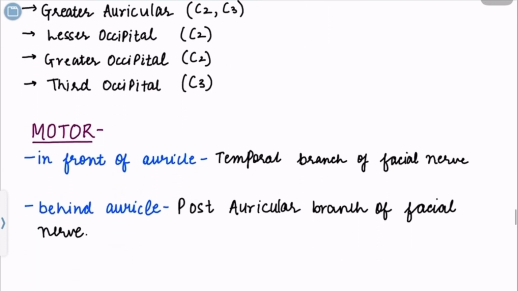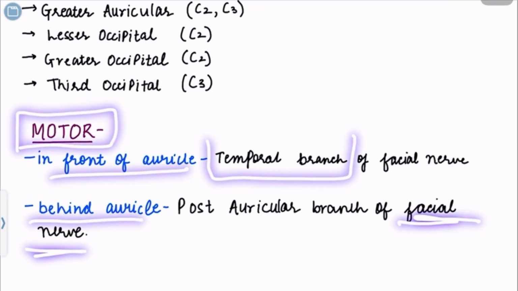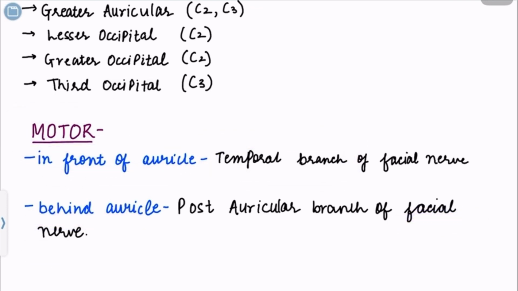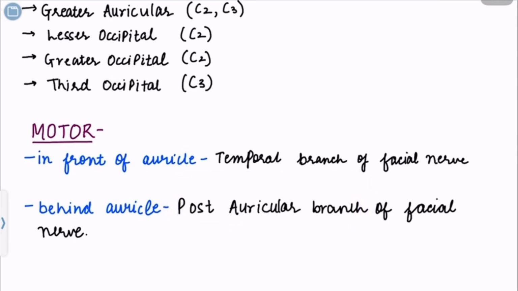Now let's see the motor nerves. Motor nerves in front of the auricle and behind the auricle, these are the branches of facial nerve. In front of the auricle is the temporal branch of facial nerve, and behind the auricle is the post-auricular branch of facial nerve. This was the nerve supply.